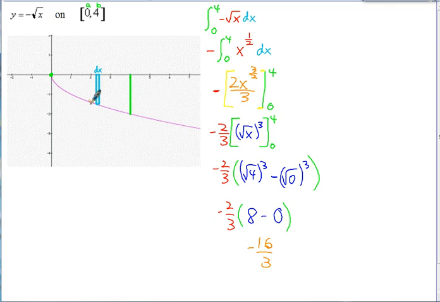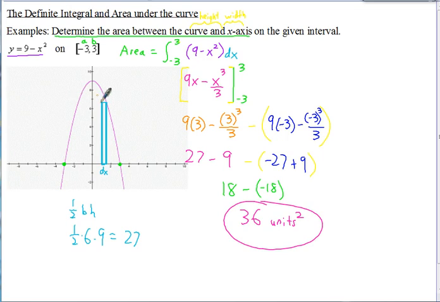So what that shows you is any regions below the x-axis, 16 over 3 is the correct area. But if you want the area, it's actually positive 16 over 3 units squared. But the definite integral gives you a negative answer when you work it out for any regions below the x-axis, as opposed to the previous problem we did, notice, was a region above the x-axis, so we got a positive answer. So keep that in mind. That knowledge will come in handy a little bit later on in the lesson.